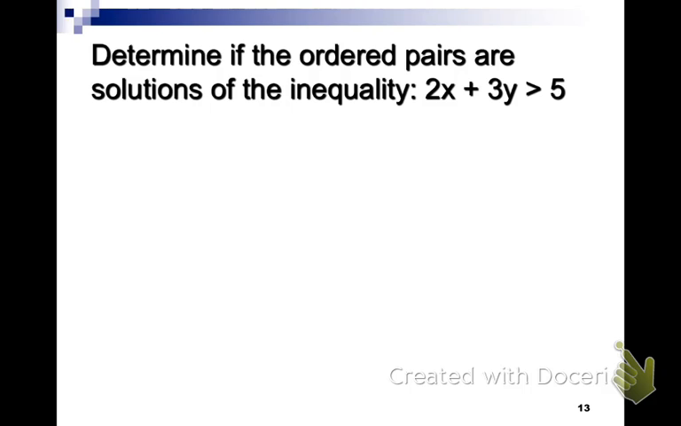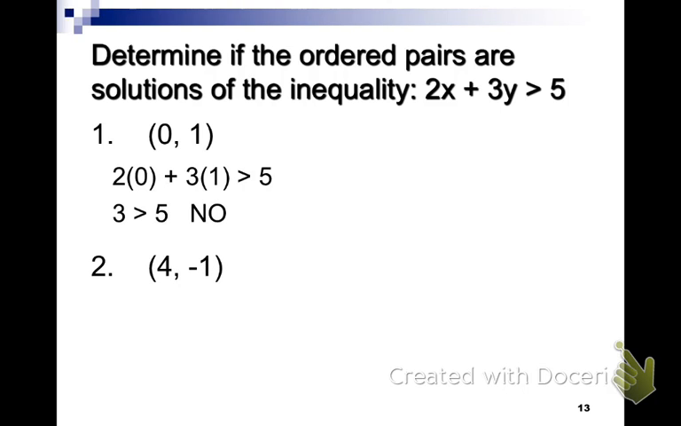Now, it says determine if the ordered pairs are solutions of the inequality. So if you have a line or a graph already drawn, I can always check by plugging in. So x is 0, y is 1. Plug it in and see if it's true. If I plug that in, 2 times 0 plus 3 times 1 is greater than 5. Well, 3 is not bigger than 5, so that doesn't work. So that wouldn't be an ordered pair that would be a solution.